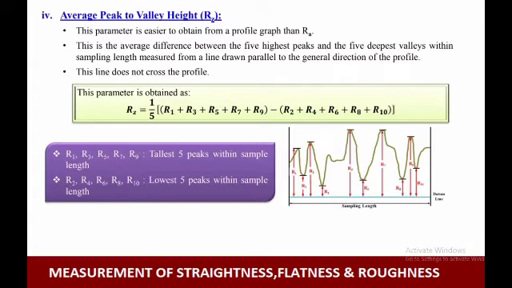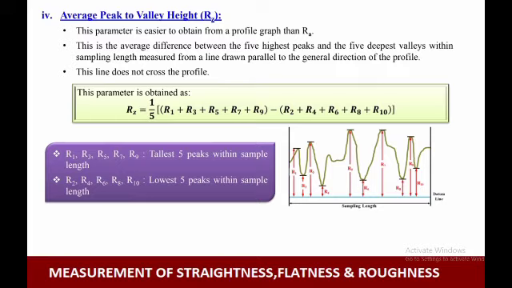Now moving towards the last method for evaluation of the surface roughness, it is called the average peak to valley height and denoted by RZ. This parameter is easier to obtain from a profile graph than the RA. This is the average difference between the 5 highest peaks and the 5 deepest valleys within the sampling length and measured from a line drawn parallel to the general direction of the profile. This line does not cross the profile.